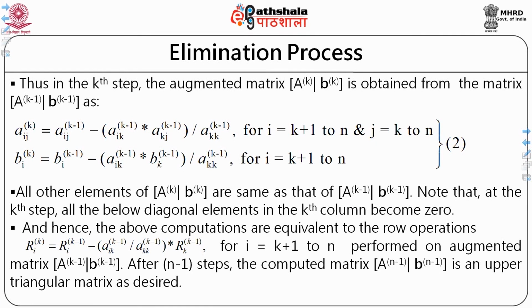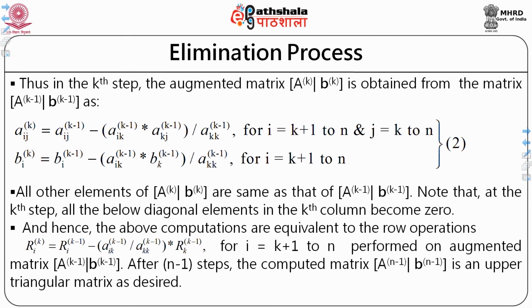Thus, at the kth step, the augmented matrix [A k | b k] is obtained from the matrix [A k minus 1 | b k minus 1] as follows. This is the simple formula that we are using: a i j k equals a i j k minus 1 minus a i k k minus 1 times a k j k minus 1 divided by a k k k minus 1, for i equal to k plus 1 to n and j equal to k to n. This is what we are trying to do. And b i k will be given by b i k minus 1.